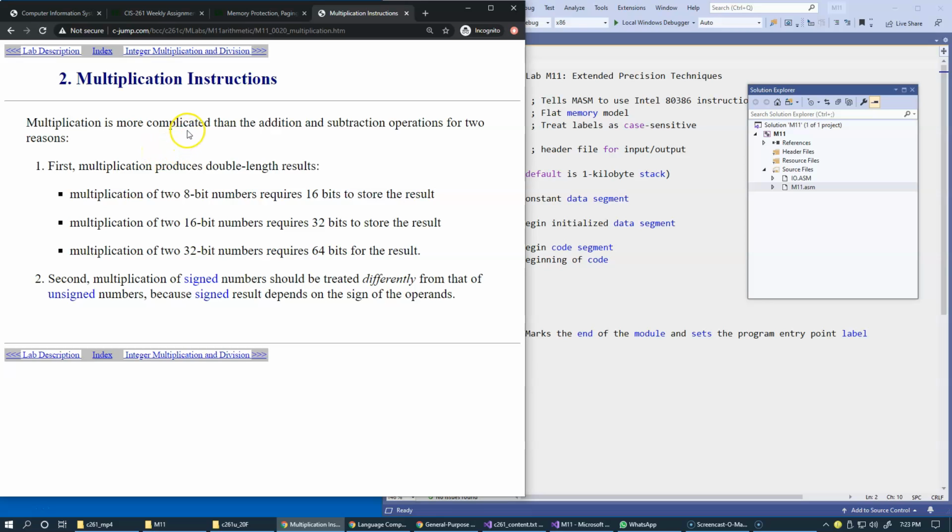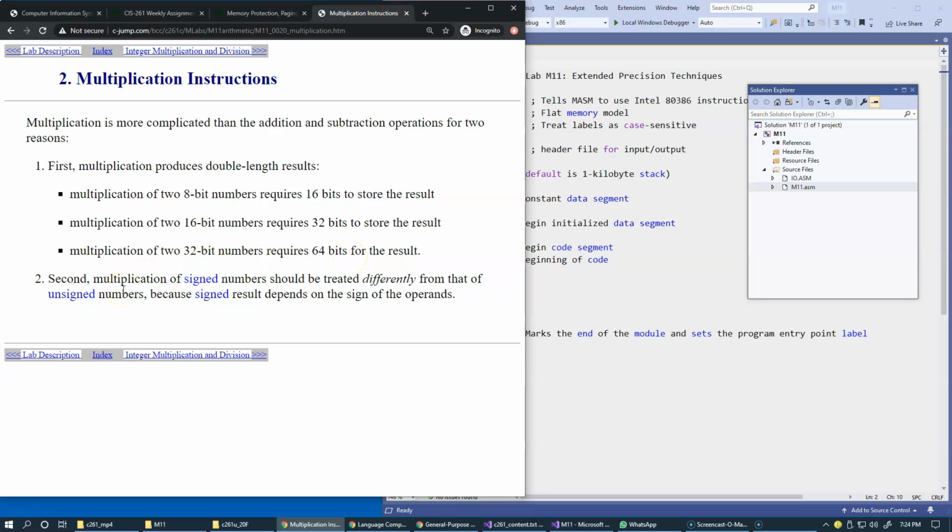In general, multiplication is more complicated than addition and subtraction for two reasons. Multiplication very easily overflows because the results often require double length results. Multiplication of two 8-bit numbers requires 16 bits to store the result, 16-bit numbers require 32 bits, and subsequently 32-bit numbers require 64 bits to store the result. And of course, 64 bits on the x86 platform have to be represented by a combination of two 32-bit registers.